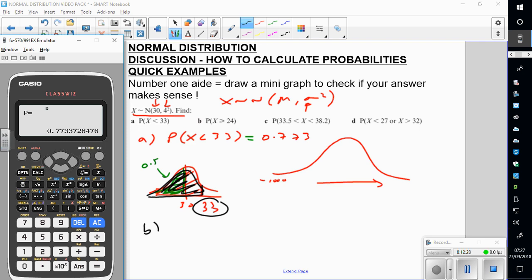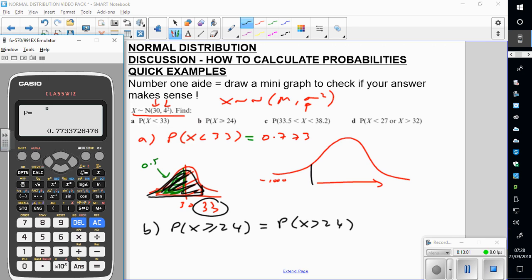Let's carry on. So B, probability of x greater than or equal to 24. But what's the probability of x equaling 24? Nothing. So this is exactly the same as the probability of x is greater than 24. Do you see? The probability of x equaling anything is nothing when it comes to a continuous distribution, because it's literally a line, and a line has 0 width, and area dictates probability beneath a probability density function.